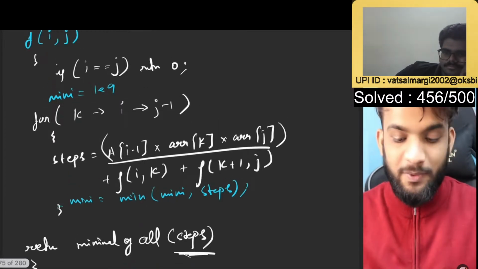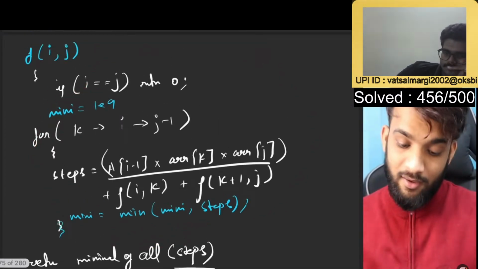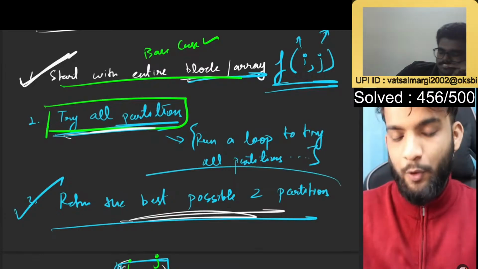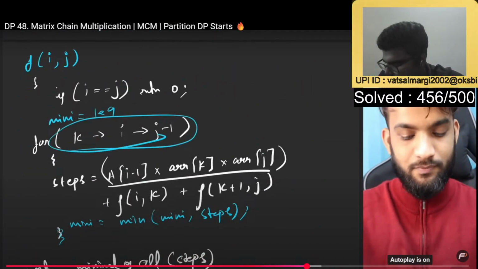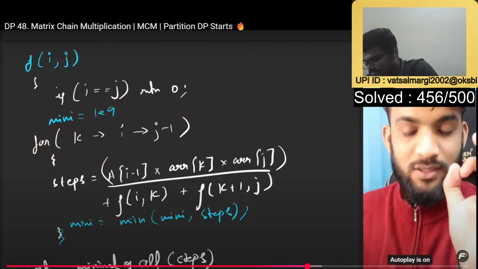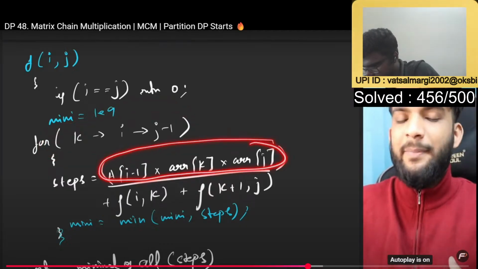So this will make sure it gives me the minimal among all, and in this way I have pretty much solved the problem. Yes, we have. So every partition DB. Remember, this is important. You will always have to do a partition, always. And after that, this is MCM, so you compute the number of steps. There might be some other problem.